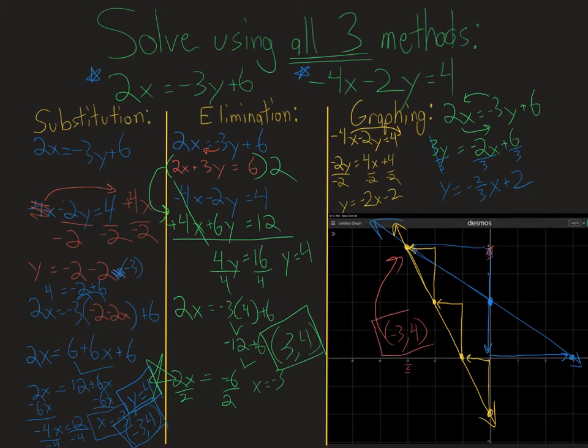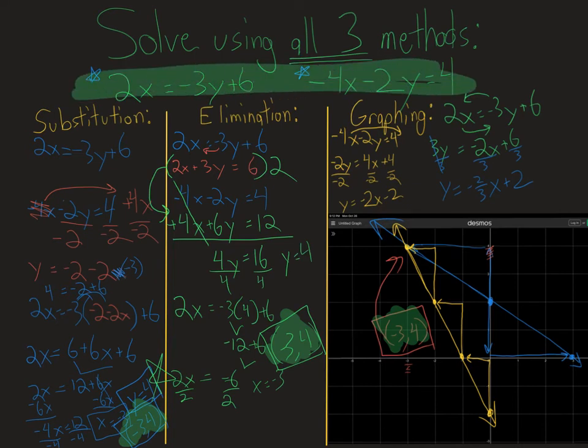3 for 3, guys. It worked out. Negative 3, 4, negative 3, 4, negative 3, 4. On a system that was not set up as an obvious choice for any of them. You had to do work on all of them. So if you could do that, if you just solve that one correctly in all 3 methods, give yourself a big pat on the back. You're getting some solid algebra skills. Good work.